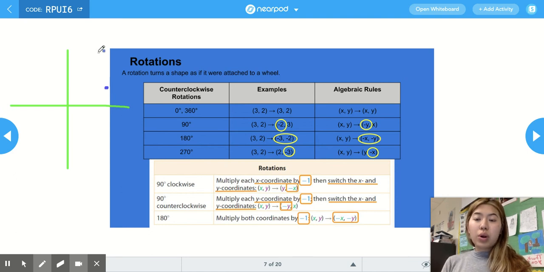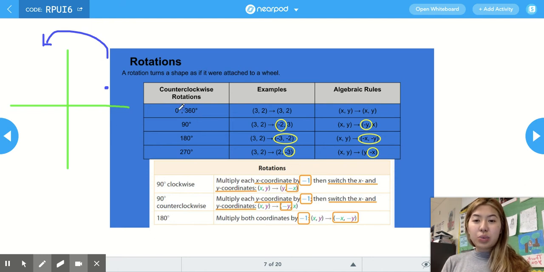If it were to rotate counterclockwise 0 degrees or 360 degrees, it would end up at the exact same place. So the example is (3, 2), rotating 0 or 360 degrees is (3, 2). That's where the new point would end up. And so the algebraic rule to represent that is (x, y) to (x, y).